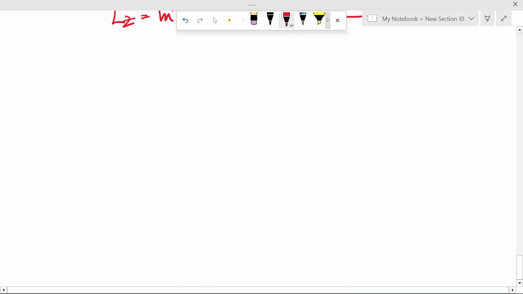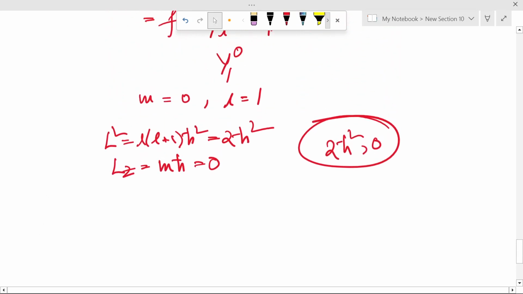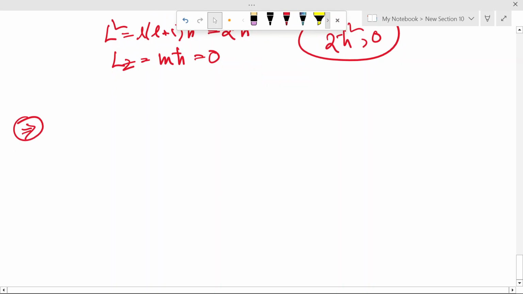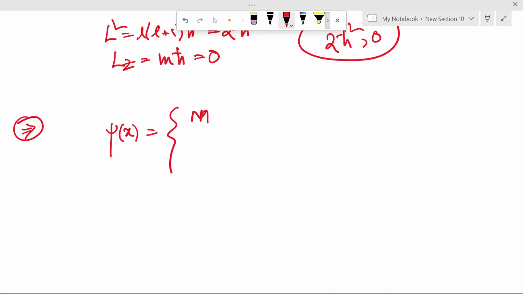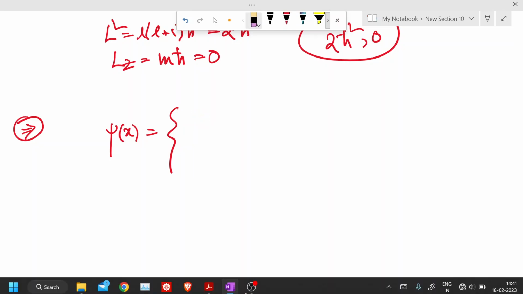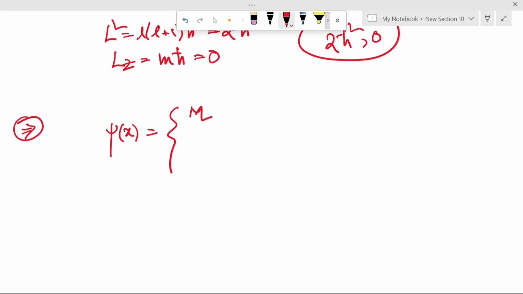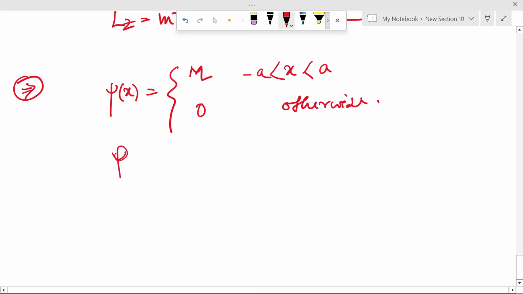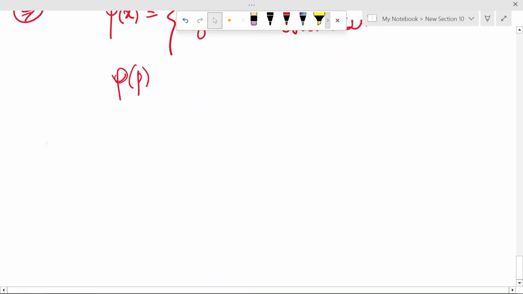Another basic quantum mechanics question. So it has been given that psi of x is equal to some constant m when x is less than a and greater than minus a, and 0 otherwise. Okay, so what is phi of p? That is the momentum space wave function. What will it be?